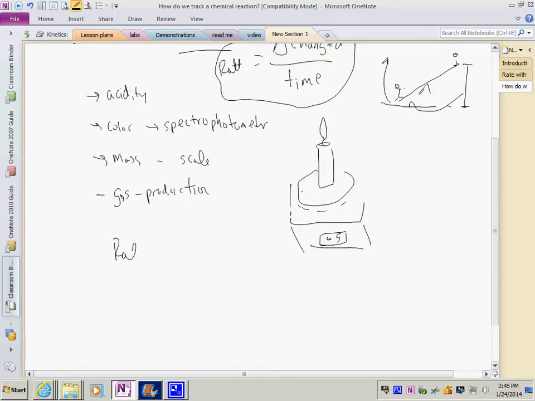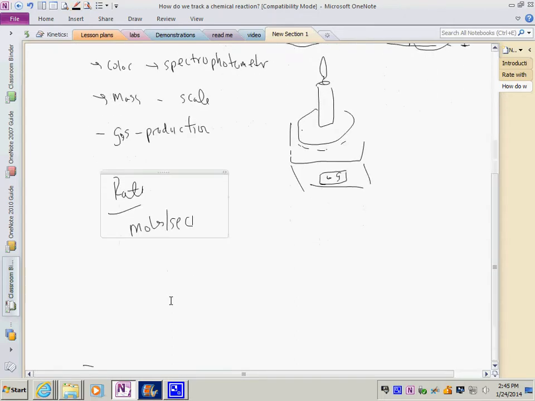Your rate would be in, let's say, moles per second. It could be something per time. The time obviously can change. You could have it in grams per time. So either way, if you were tracking color, which would be percent transmittance, you would then convert percent transmittance to some other unit, maybe into moles per liter per time. So different things of that nature.